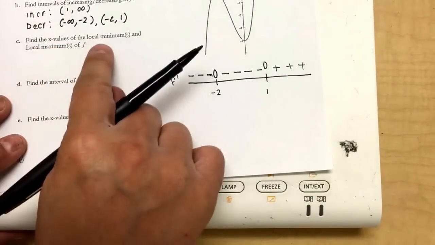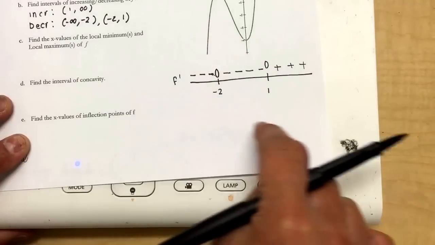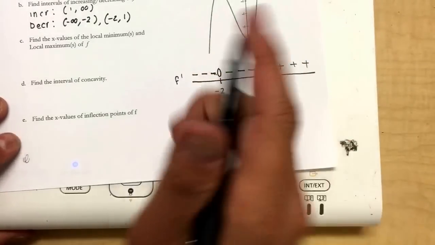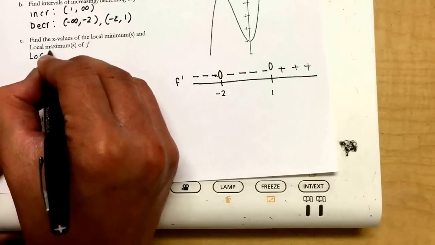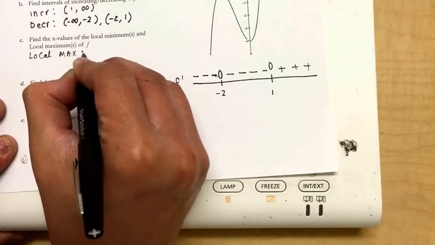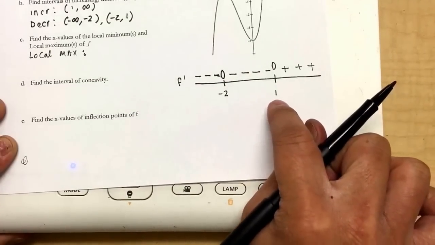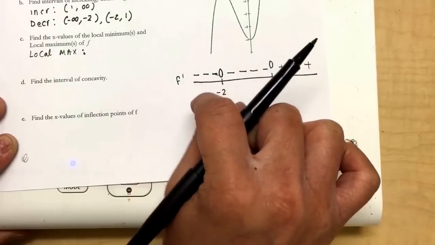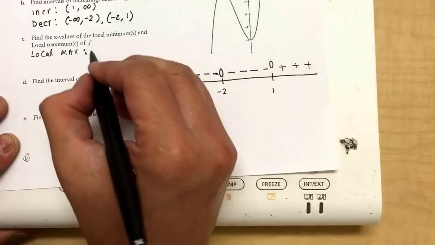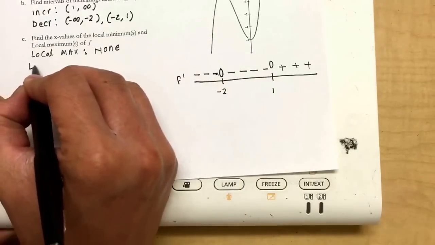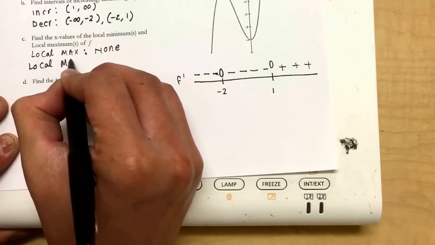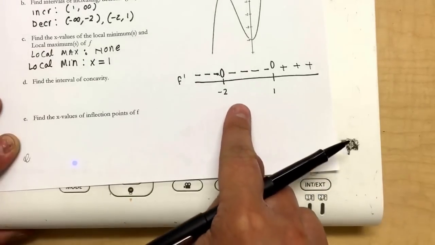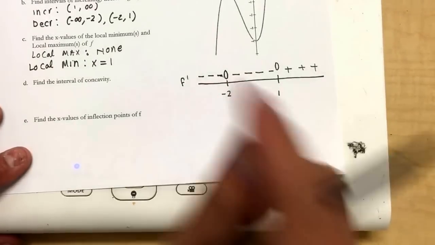Find the x values of local min and local max. Since we have the sign chart for f prime, we will use the first derivative test. So the first derivative test says that there will be a local max at x equals 1. Oh, I'm sorry. There isn't any local max because the sign never changed from positive to negative. However, there is a local min at x equals 1. And -2 is neither, because the sign didn't change.